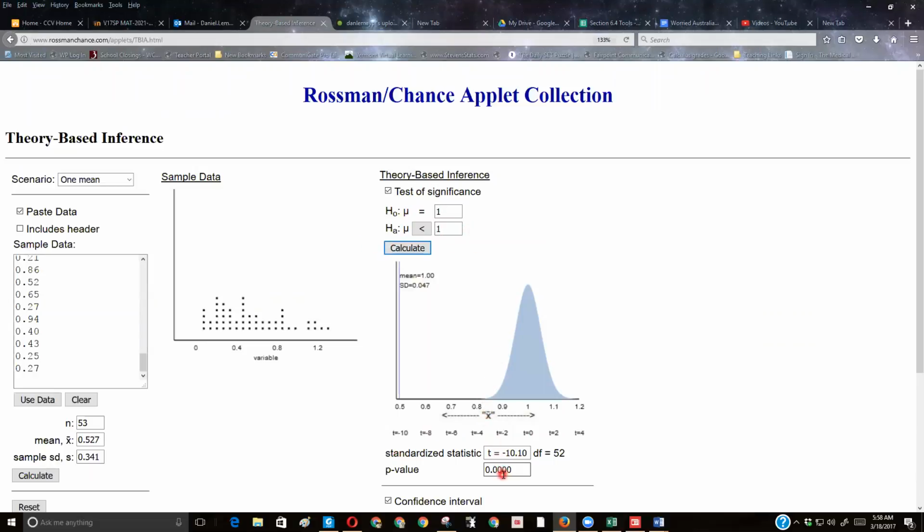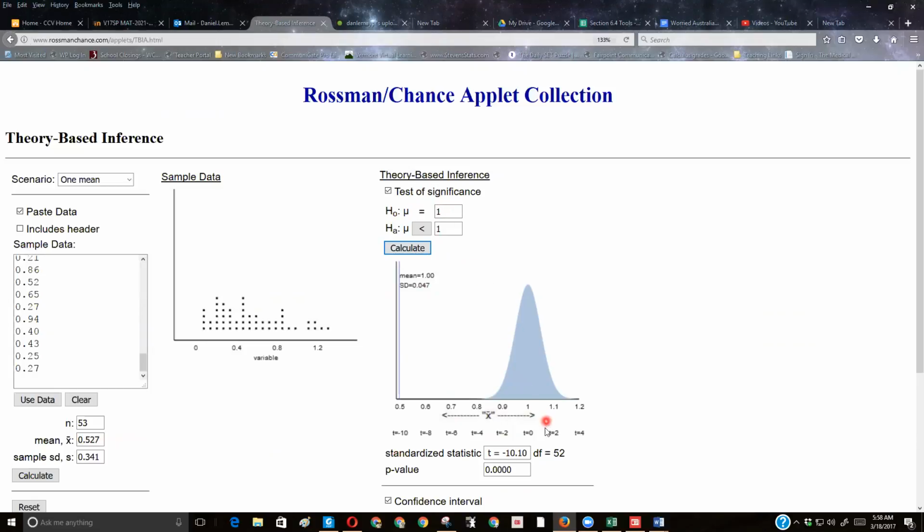And in that case, I think it'll become a little clearer. The probability of getting a sample mean this small, if the fish do have too much mercury in them, is 0. So statistically we can say we reject H0, but what conclusion would we make with that?